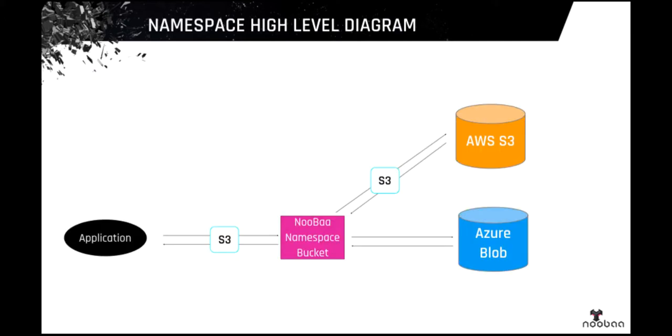In high level, it would look like the following diagram. The application on the left reads data from Noobaa bucket, which actually reads the data from both AWS and Azure. When it's writing data, the data will be written only to Azure.